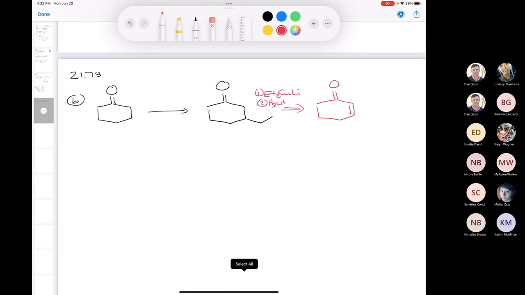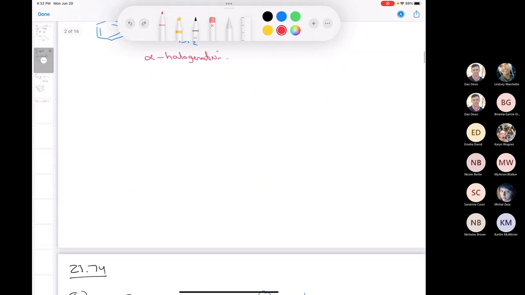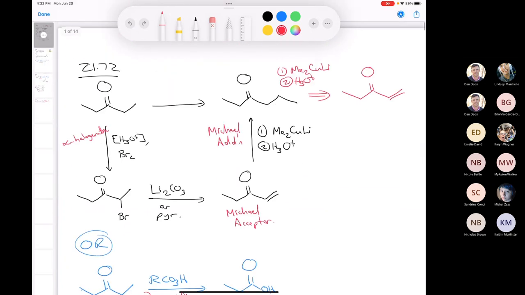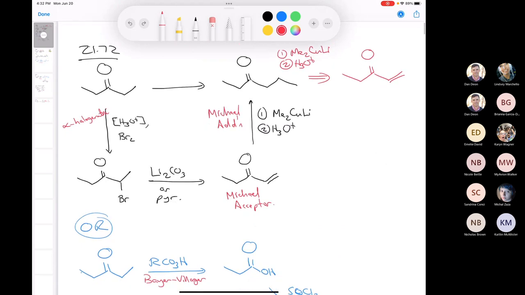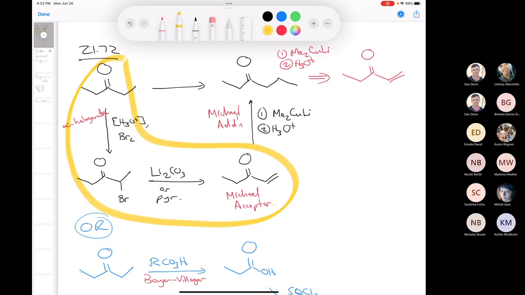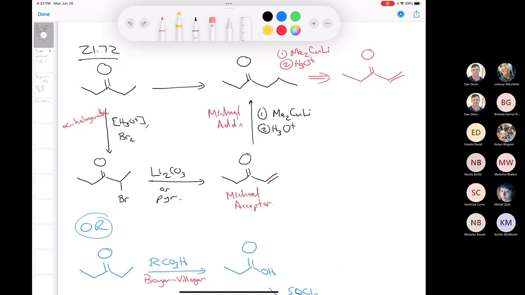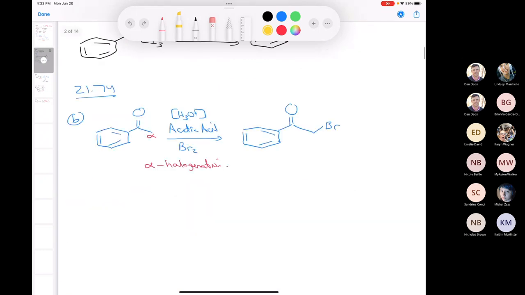Scribble that in here like that. All right. So how are we going to get from cyclohexanone to the alpha-beta unsaturated ketone? Well, we saw that already today. If you go back a little bit, I can just remind you that we saw that reaction right here, which is a two-step process. First, we do an alpha halogenation. Then we treat it with lithium carbonate or pyridine to make the Michael acceptor, the alpha-beta unsaturated ketone.